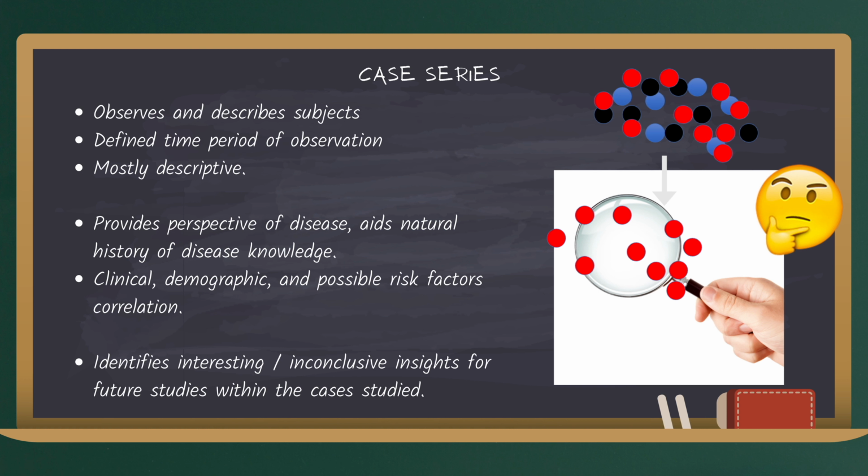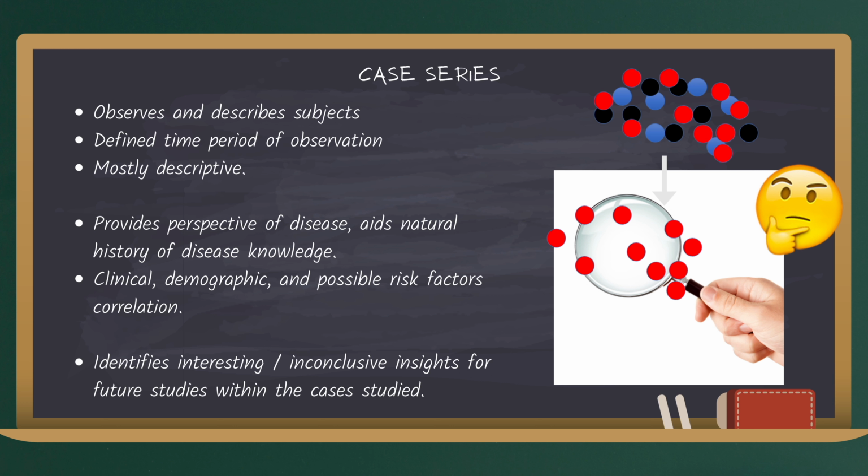This design is pretty straightforward, where you just compile cases with a particular disease or condition, you observe them, and describe their demographic, environmental, and clinical characteristics. These studies will provide us an overall perspective of the population with that disease. They will increase the knowledge of the natural history of the disease, its clinical variations, and sometimes even a risk factor correlation may also be analyzed.